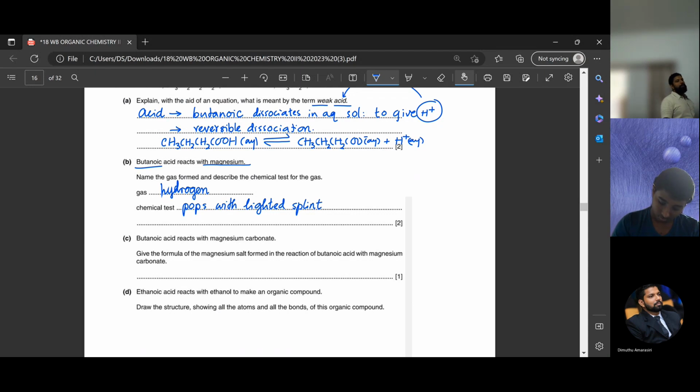And next, give the formula of the magnesium salt formed when butanoic acid reacts with magnesium carbonate, only the formula. I think this question was in the revision paper also, right? (CH3CH2CH2COO)2Mg. Twice, because magnesium's valence is 2 and butanoate's valence is 1.